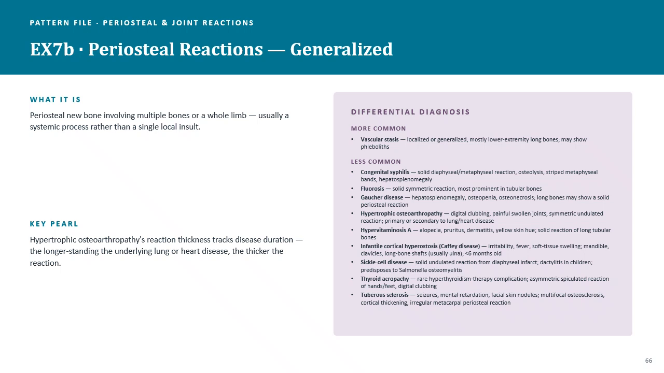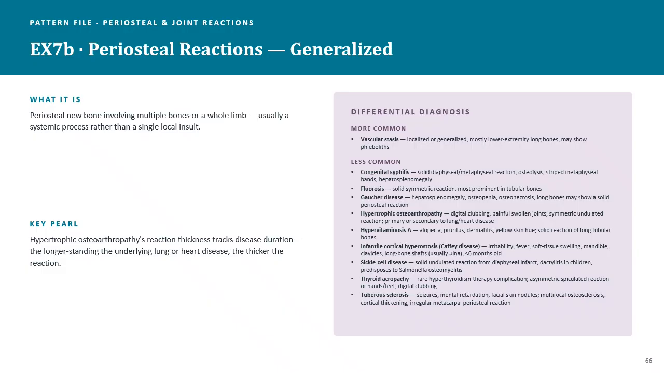So this usually makes the doctor or radiologist think that there's some sort of systemic problem, meaning whatever's happening is affecting the entire body, not just one local injury or one local point. One of the more important causes of this generalized reaction can be vascular stasis. That's where blood flow is not moving like it normally should, especially in the lower extremities. That poor circulation can stimulate new bone formation along several bones.